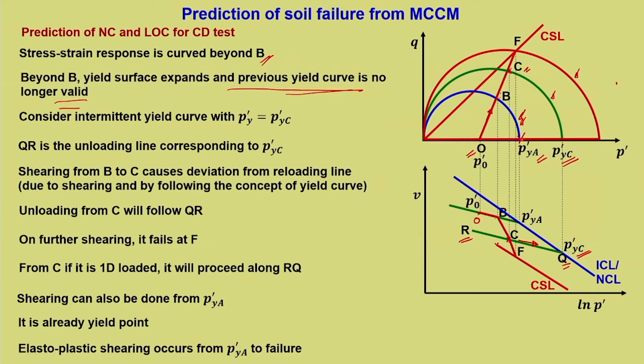So, if you start loading from here, it will follow the path and it will move to the critical state line. It will go like this and it will fail on the critical state line, because there is no yielding needed. So, whatever we have understood in our previous lectures, it remains same, but here one additional aspect is the information that the yield curve provides to us in terms of predicting the failure. So, that we have to keep in mind.